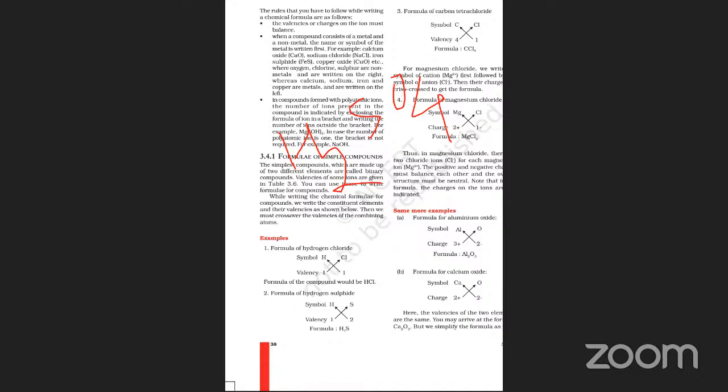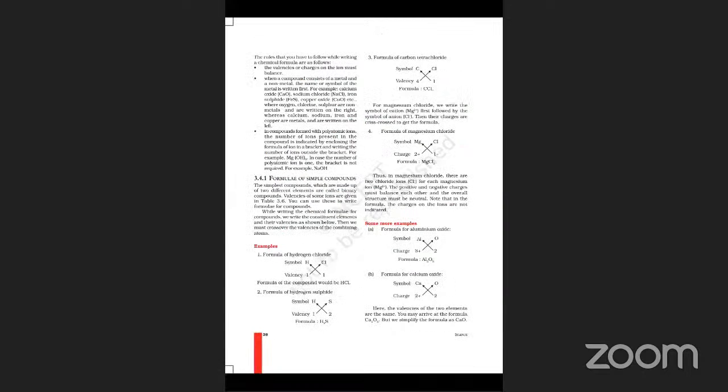I'm repeating again. As I said, for writing, what are the 3 important things you must know? I have just sent a message to everyone on chat. What are the 3 important rules? Sir, I didn't get it. Sir, even I didn't receive it. Wait.